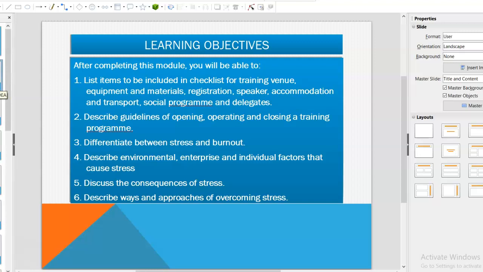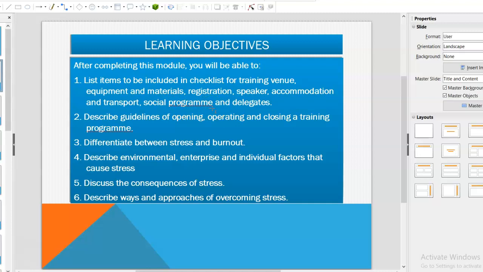After completing this module, a student should be able to list items to be included in a checklist: one, for the training venue; two, for equipment and materials; three, for registration; four, speaker; then for accommodation and transport, social program, and for delegate. That is all part 1.